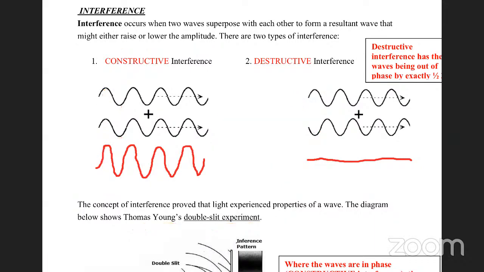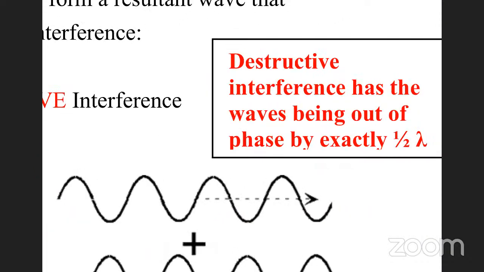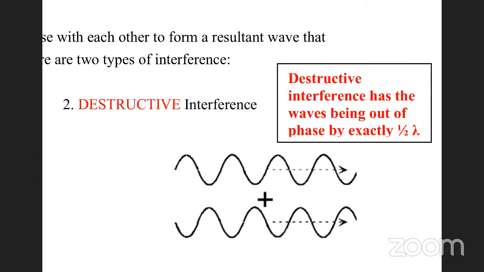I gave you all this small little thing when I was explaining phase difference. Destructive interference has the waves being out of phase by exactly lambda over 2. But remember, they differ by half a wavelength. So this wave and this wave differ by half a wavelength. Remember? So half a wavelength after, this now happens. So they're said to be out of phase by half a wavelength.